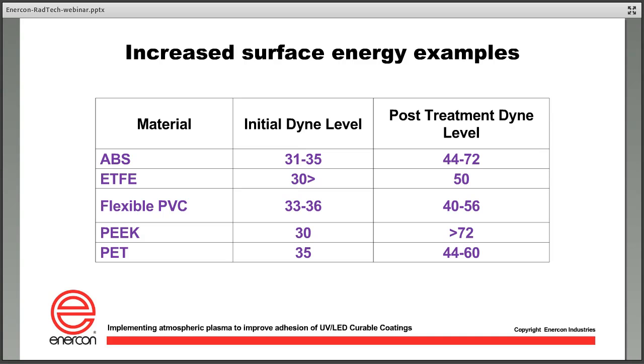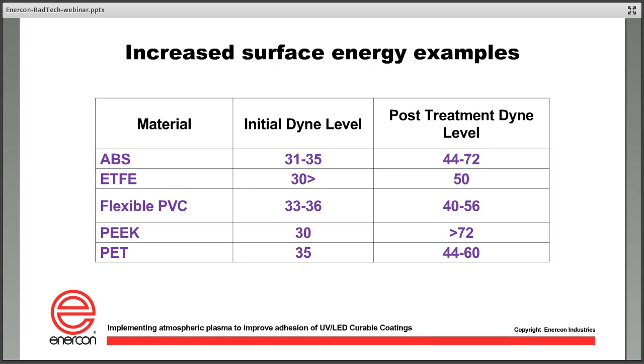Some examples, and this is definitely not an extensive list of everything we work with, but they're more common materials. I mentioned the word dyne level. For those of you who are not familiar with it or who work with it every day, this is a measurement of the actual surface energy of the substrate. You'll see that our initial dyne levels are not always the same. No ABS or PEEK or PET is always the same.